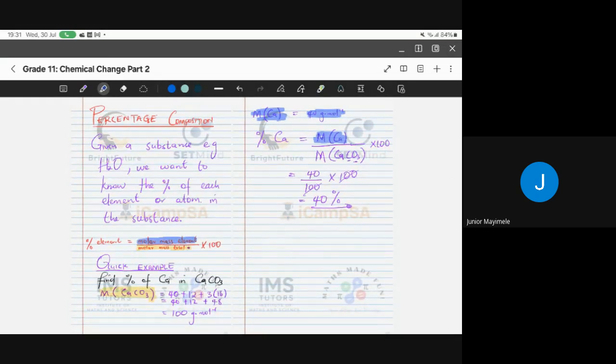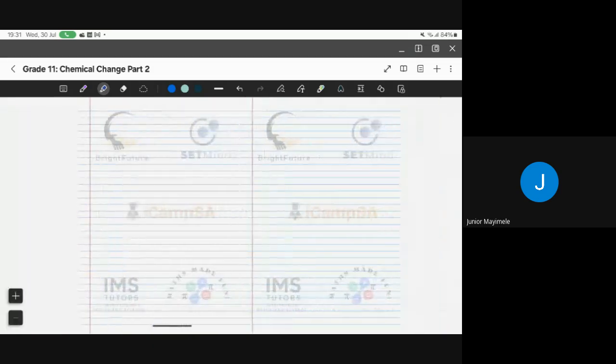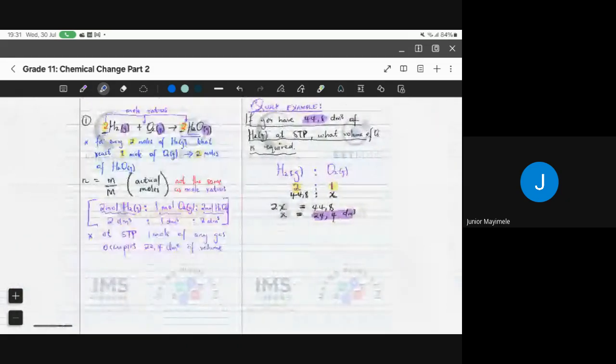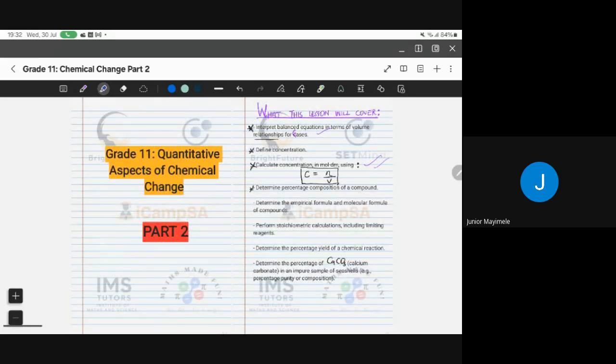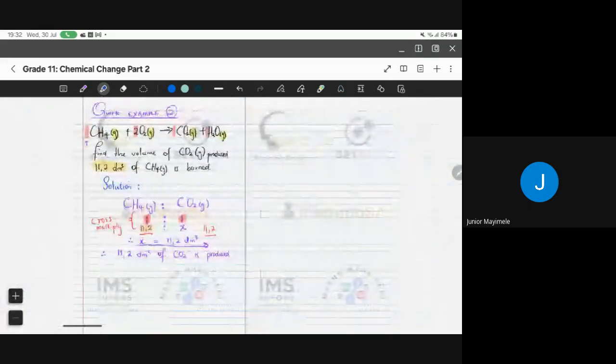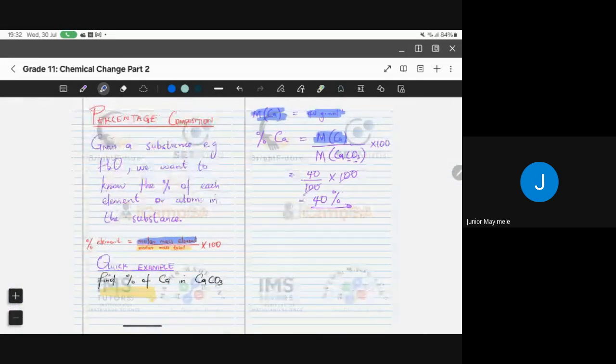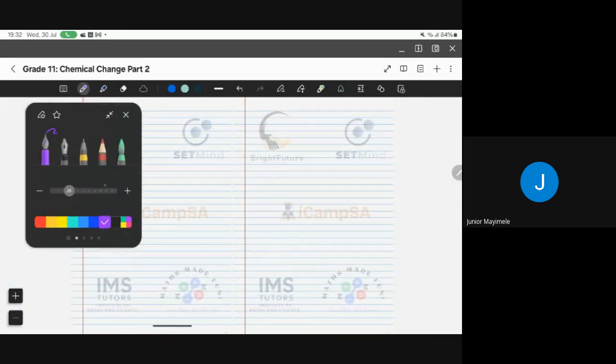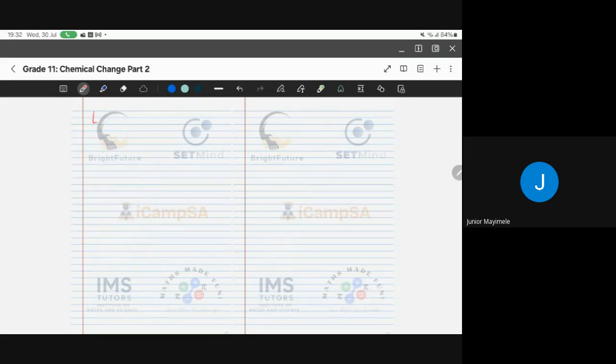Now, let's move to empirical and molecular formula. From our lesson, we've already covered everything up until this point. Now we would like to find the empirical formula and molecular formula of any compound. Right, let's do this. Move quickly. This is another interesting concept in chemistry.